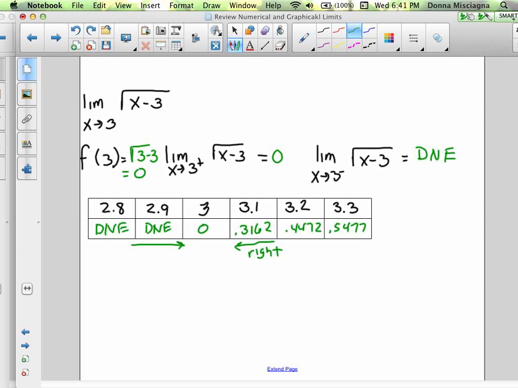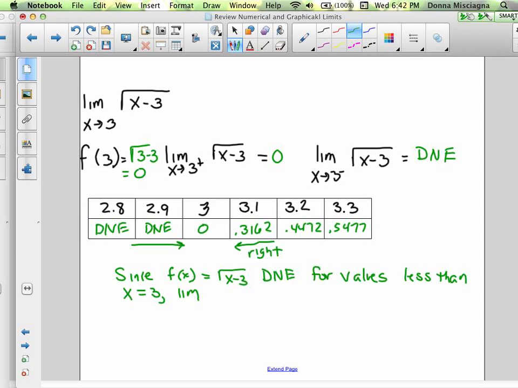Right? And the limit doesn't exist because the function doesn't exist. So since, and this is in your notes as well, f of x equals square root of x minus 3 does not exist for values less than x equals 3.